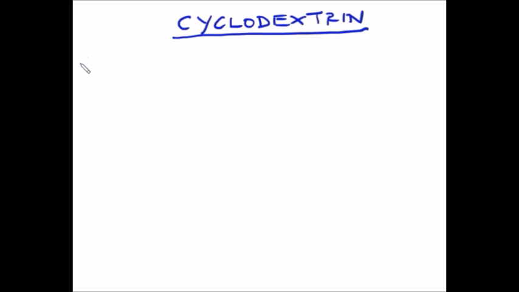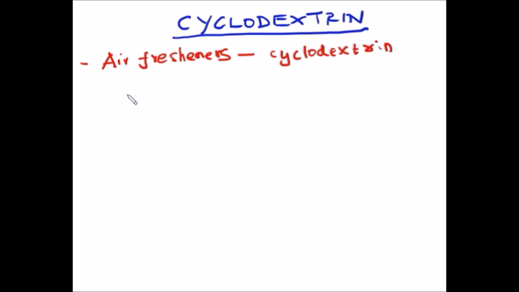Now let's discuss cyclodextrin and its importance. This is important for the prelims exam. As you know, if the air smells bad in your room, what can you do? You can opt for an air freshener. But what does an air freshener contain? That is cyclodextrin. Cyclodextrin is present in air fresheners and cleans the air pollutants. So because of that, the air becomes fresh in any room.